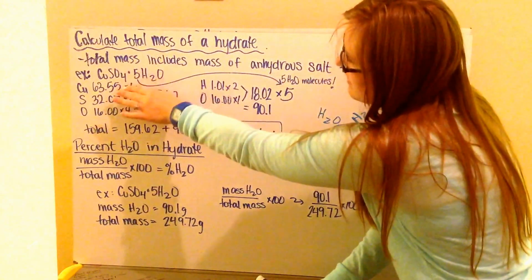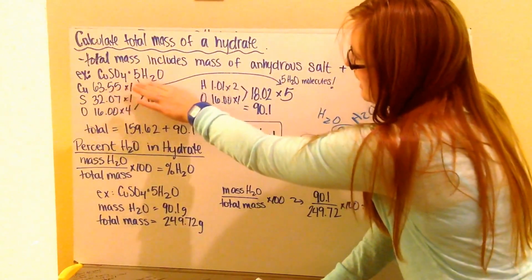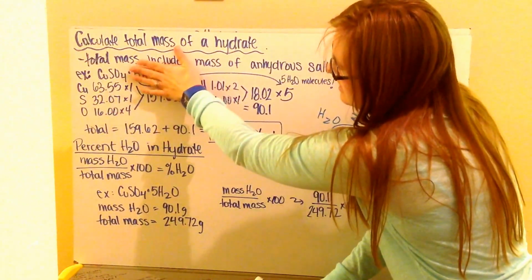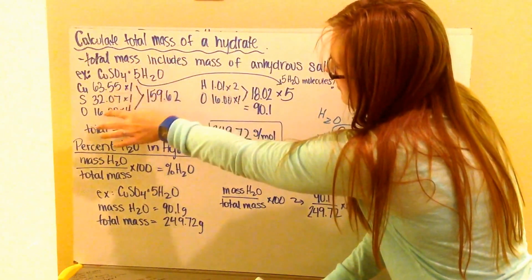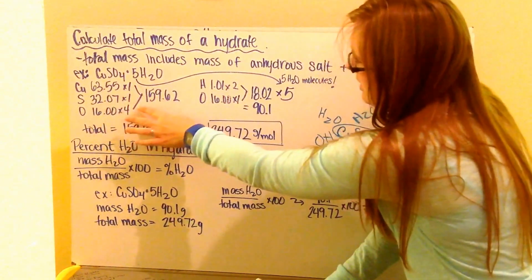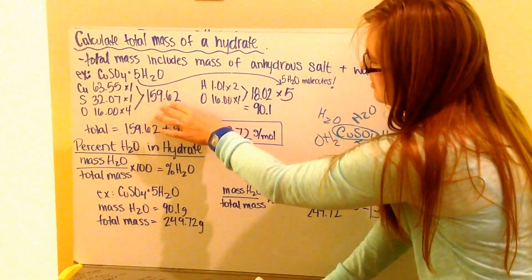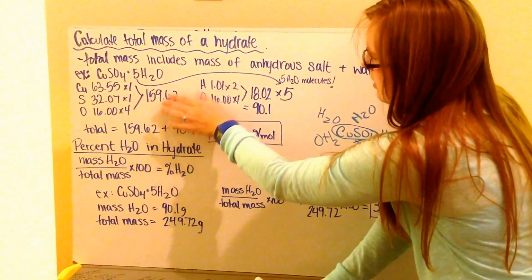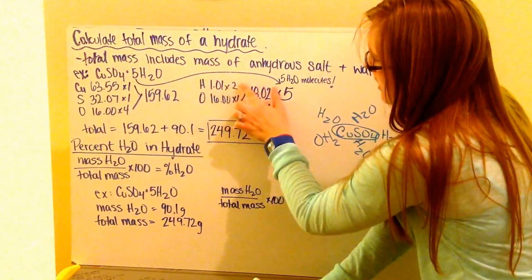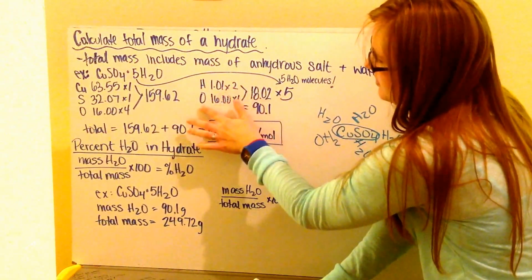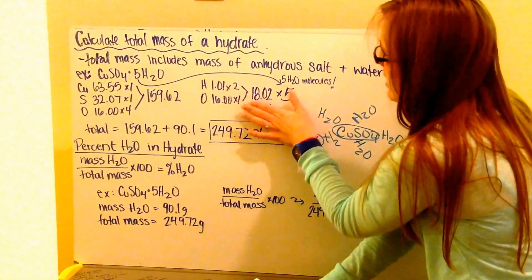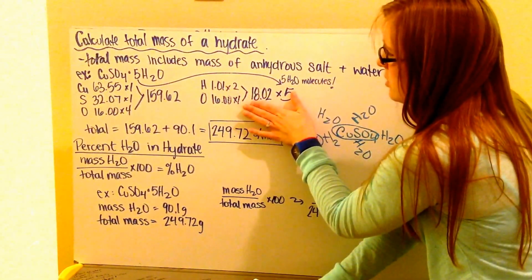Continuing with my example of copper(II) sulfate pentahydrate, I have the mass of my copper(II) sulfate, CuSO4, with 1 copper, 1 sulfur, 4 oxygens. Added together I get 159.62 grams per mole, plus my waters: hydrogen, 1.01 times the 2 that I have, plus oxygen, 16.00 times the 1 that I have, gives me 18.02 grams per mole.